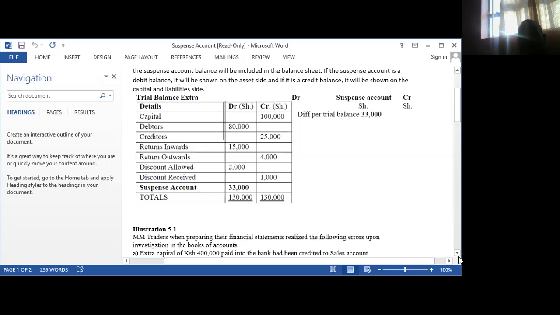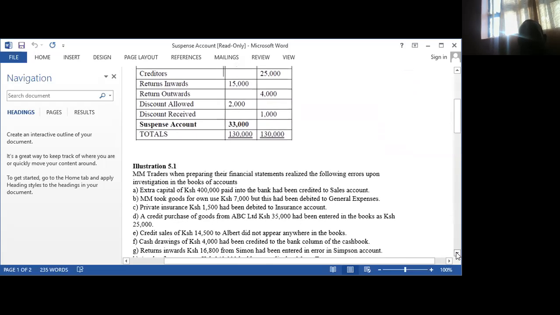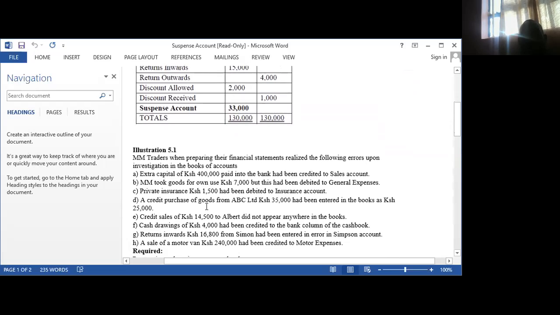error that was noted was this: a credit purchase of goods from ABC Limited of 5,000 had been entered in the books as 25. It was a credit purchase of that 5,000, but it was entered in the books as 25. That tells you there was 10,000 that was never recorded. That simply means we add 10,000 to the purchases. We also add 10,000 to the ABC Limited because it is our creditor.